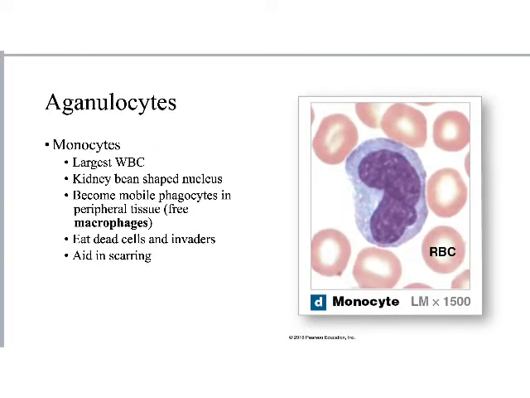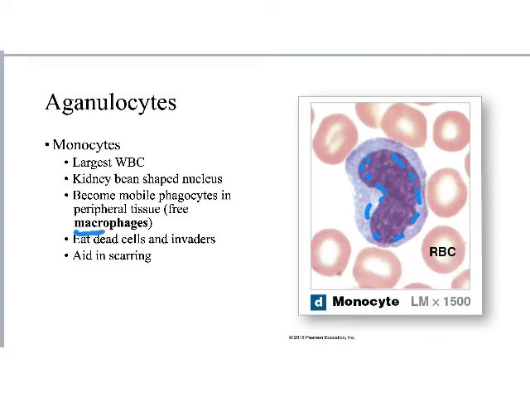Okay, agranulocytes, we'll look at just a couple. We have monocytes. These are the largest of the white blood cells. They have a kidney bean-shaped nucleus, if you can see that nucleus in there. And they become phagocytes, like the neutrophils, but these guys become the main phagocytes in the tissue. When they leave the blood and enter the tissue, we change their name. In the blood, we call them monocytes, but when they enter the tissue, we call them macrophages.